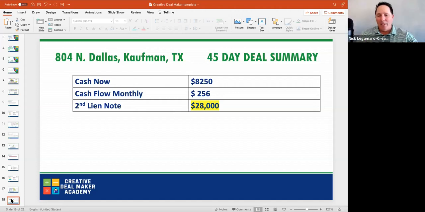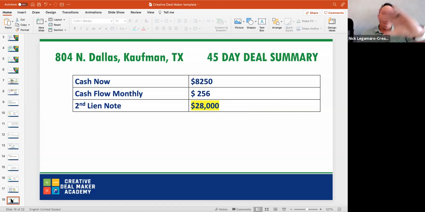Remember, we are being the bank here, right? We are the bank. So we want to act and think like a bank. Well, what does a bank do when they lend money on a property? They underwrite the borrower. No different. It's exactly what we're doing here. So here's the 45-day summary.